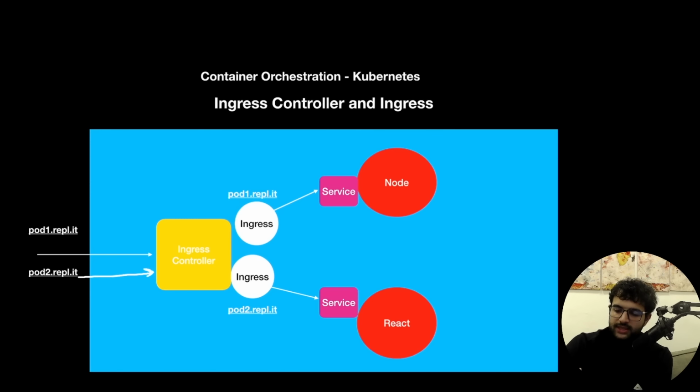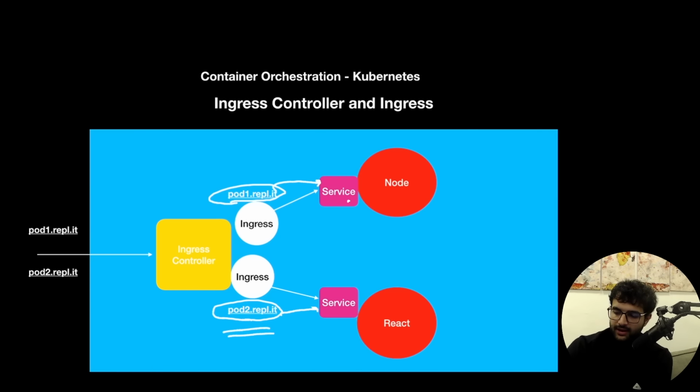Incoming request goes to the ingress controller. And whenever these pods started, they registered themselves with the ingress controller by creating an ingress. They told the ingress controller, okay, bhai, here are my details. If a request is coming here, send it to my service. Same for this guy. It says if the request is coming here, send it to my service.